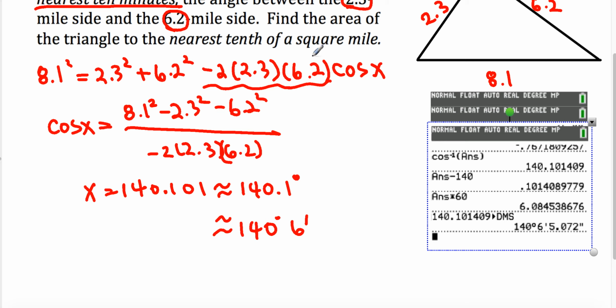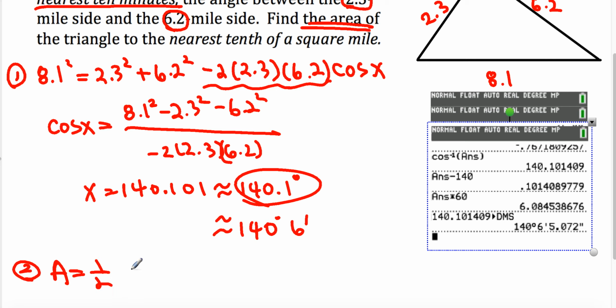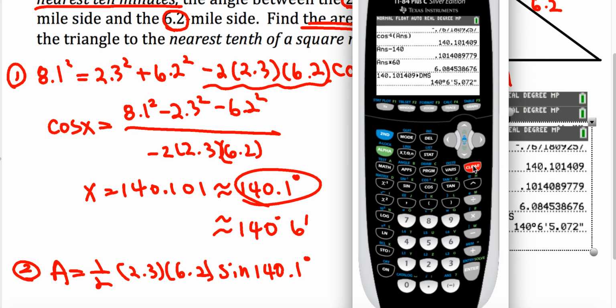Now, the second part, let's try to get the area. Since we know the angle, I'm going to use this one to find the area. Second part is 1/2 AB, which means what? Two sides, 2.3 times 6.2, and then sine of 140 degrees, or 140.1 degrees. So 1/2 times 2.3 times 6.2, and then sine of 140.1.